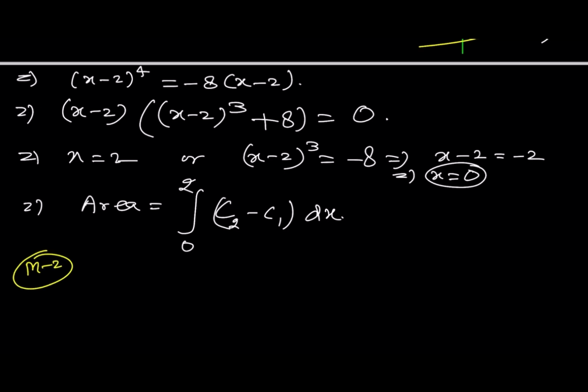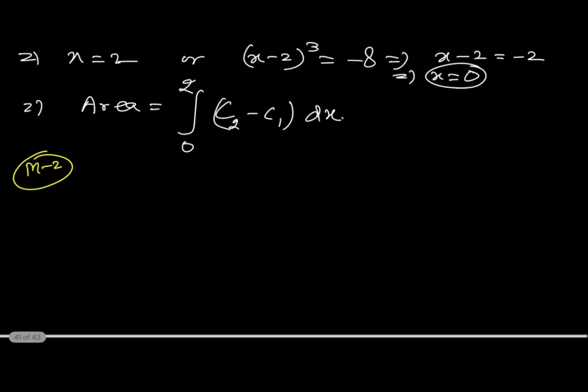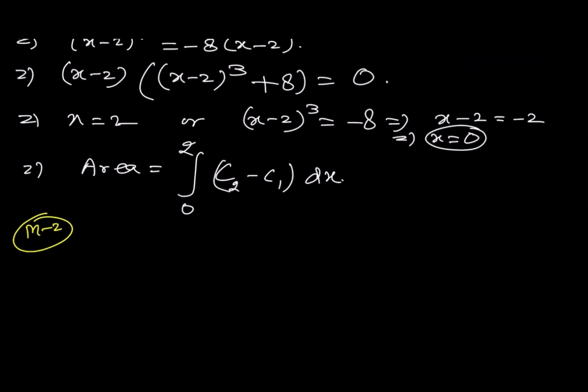As we all know, if there is a shifting of origin in case of area under the curve, the area between the figures does not change. Area does not change, right? So if I again shift the origin to 0 comma 0, then the figure will look like this.